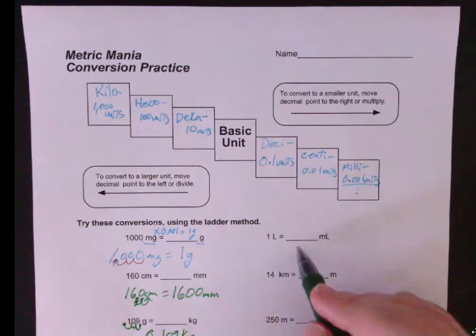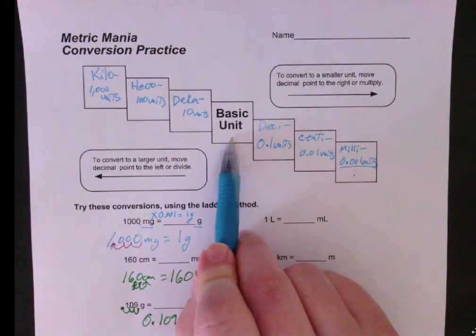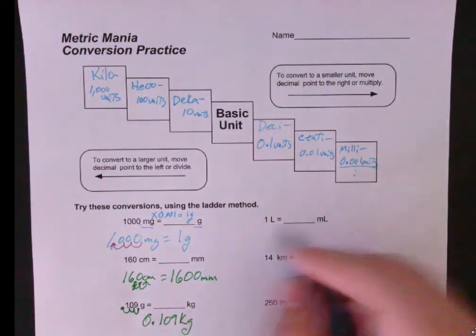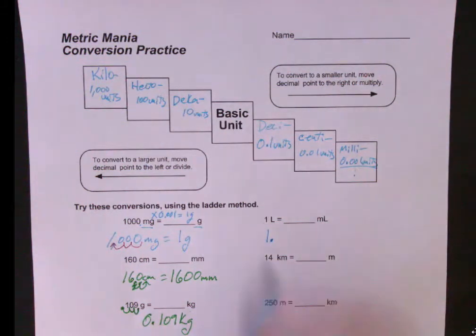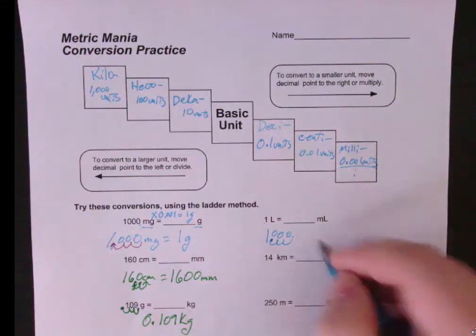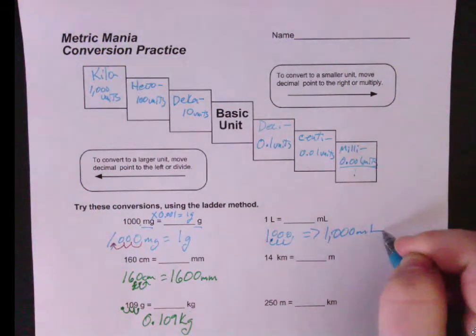So if we look up here at liters, now we're going to start off at liters, which would be our base unit, and we're going to milliliters, so that's down here. So we got to move it over 3 spots. So you start at 1. That decimal is at the end here. So you move it over 1, 2, 3. Add in your zeros. So it's going to be 1,000 milliliters.